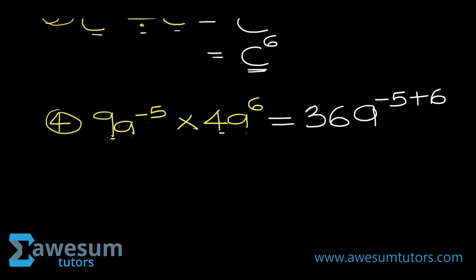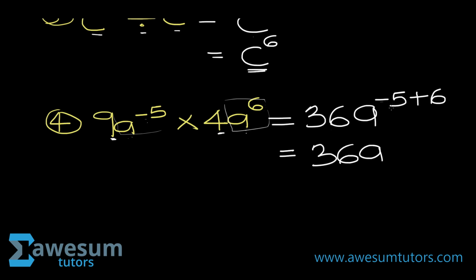Again, what I did was to first of all multiply this 9. So I have 9 times 4 gives me 36. A and A, they have the same base. That means this notation right here and this one right here have the same base, which is A. So I bring that A. The power here is -5. Now, because this is multiplication, we are going to apply the multiplication law, which says I should add the other power, 6. So my final answer is going to give me 36 right here.